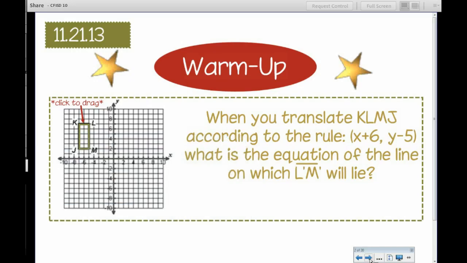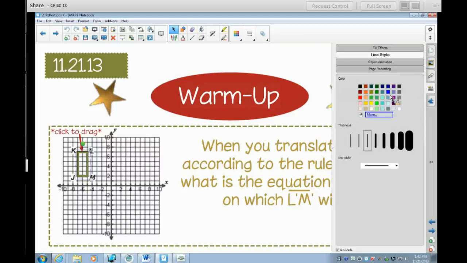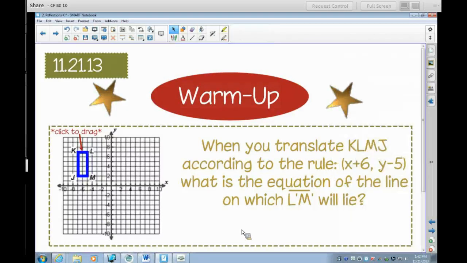Super fun. Alright, I know that's really hard to see, so let me change the color of that. Sorry. Alright, so let's change the color and make it a little bit bolder. Okay, so we're going to translate this.